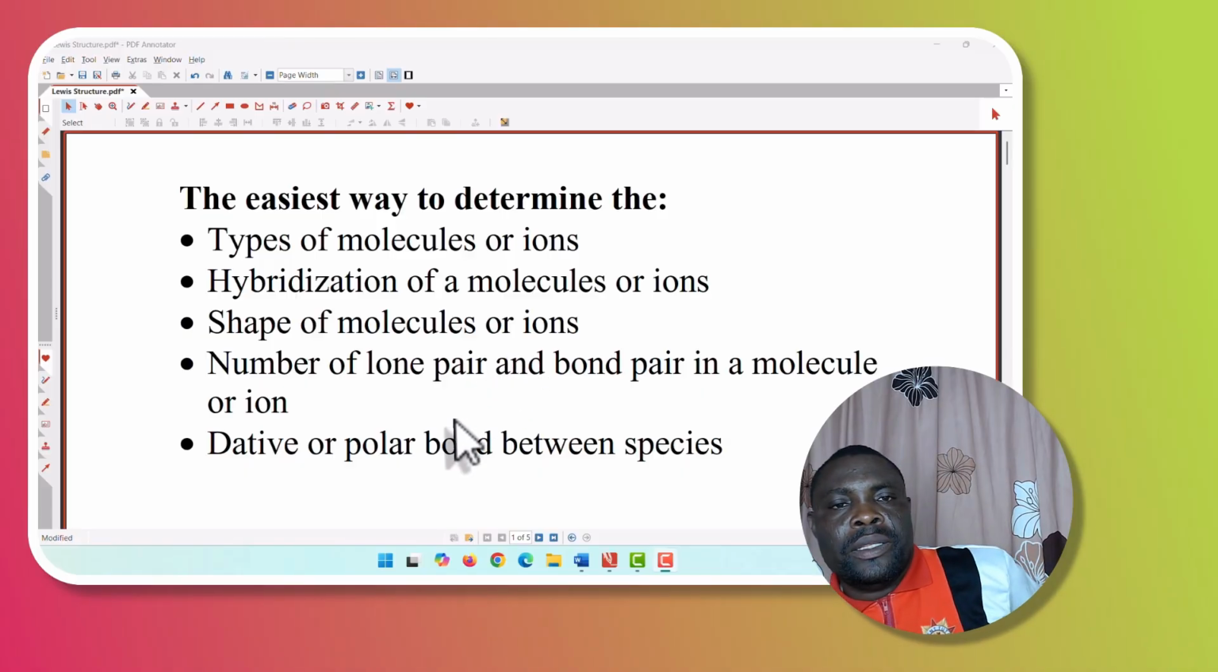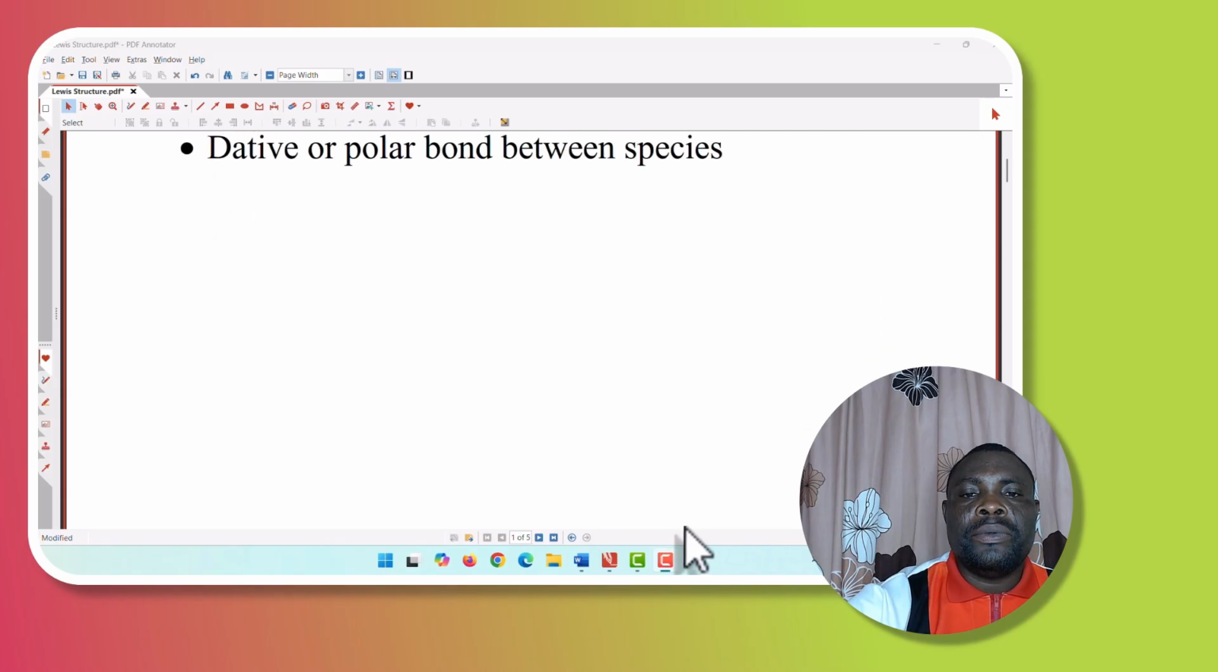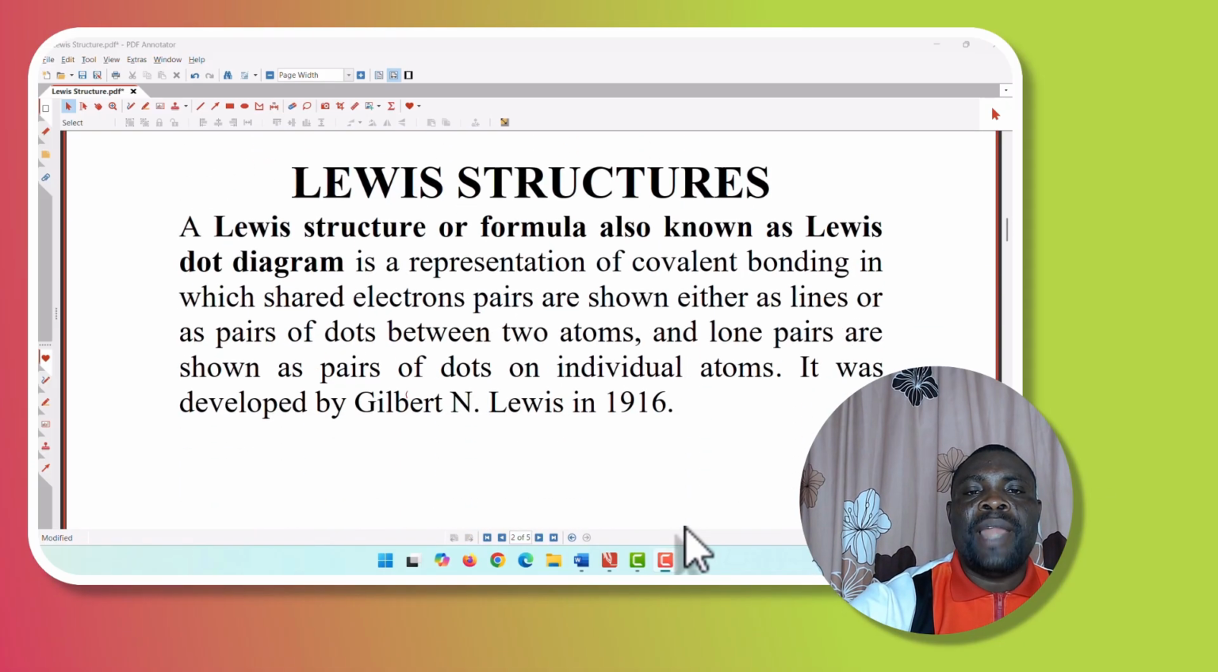Welcome to today's class. In today's class, we are going to look at the easiest way to determine the types of molecules, hybridization of molecules, shapes of molecules, number of lone pair and bond pair in a molecule, dative or polar bond between substances. Now, the easiest way to do this is to apply Lewis structure.